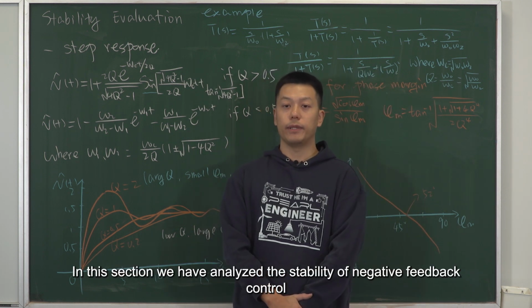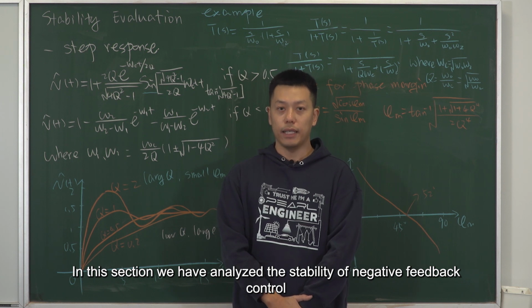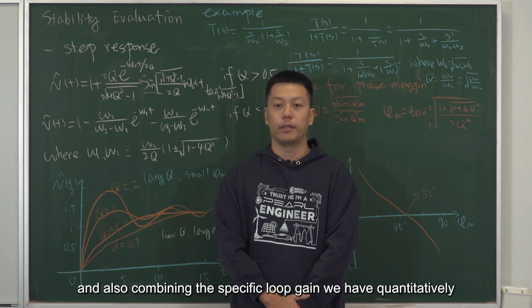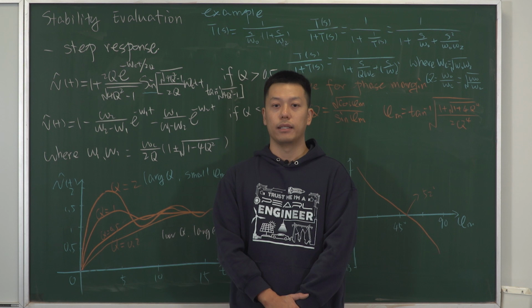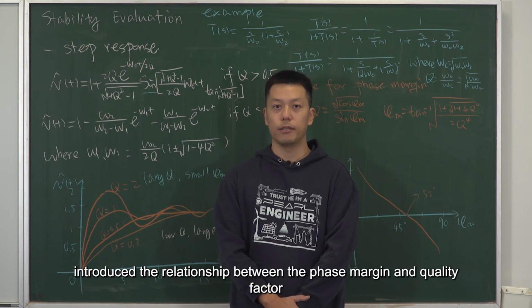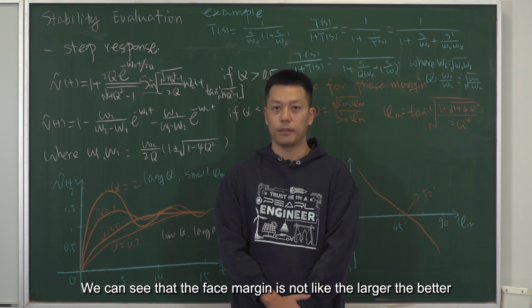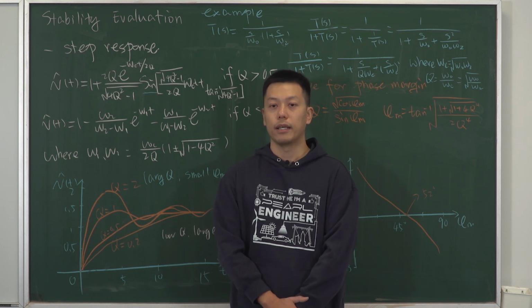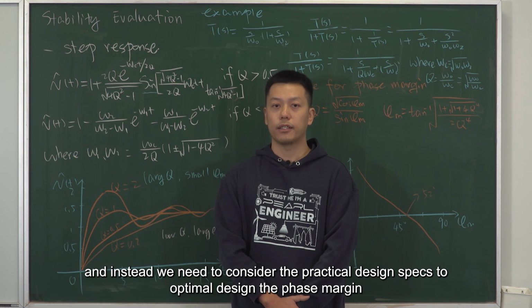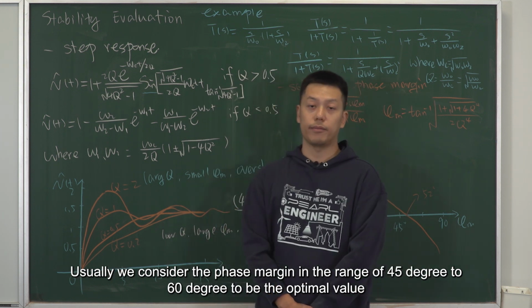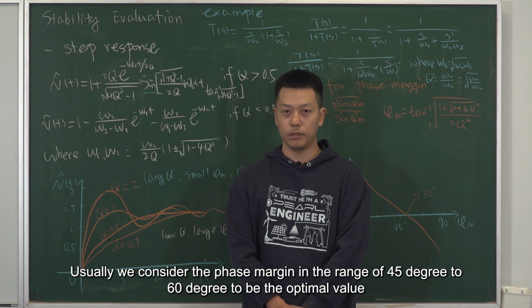Okay, so in this section, we have analyzed the stability of negative feedback control, and also combining the specific loop gain, we have quantitatively introduced the relationship between the phase margin and the quality factor. We can see that the phase margin is not like the larger the better, and instead we need to consider the practical design specs to optimally design the phase margin. Usually, we consider the phase margin in the range of 45 degrees to 60 degrees to be the optimal value.